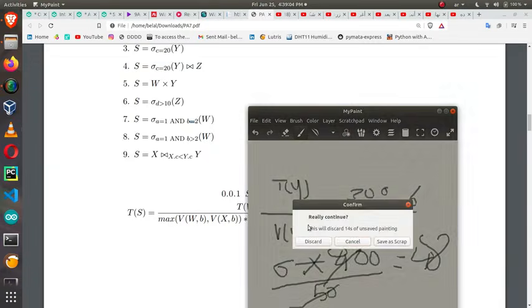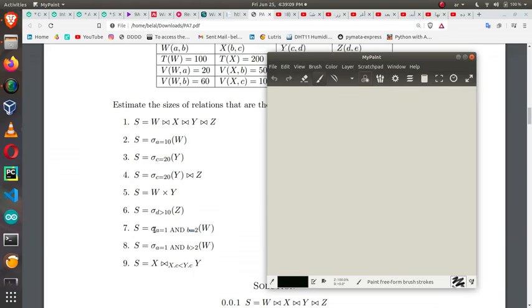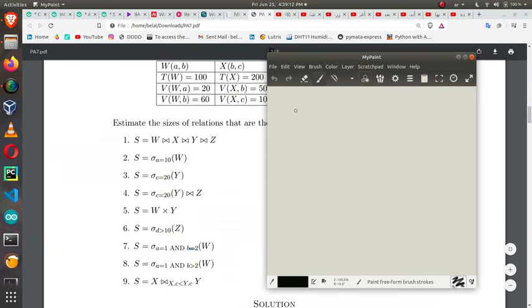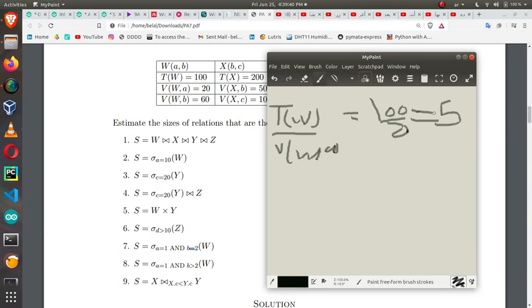We are working on table W. The formula for computing the number of tuples that satisfy the left side of the condition is T of W over VWA. 100 over 20 gets us 5 tuples, only 5 tuples.